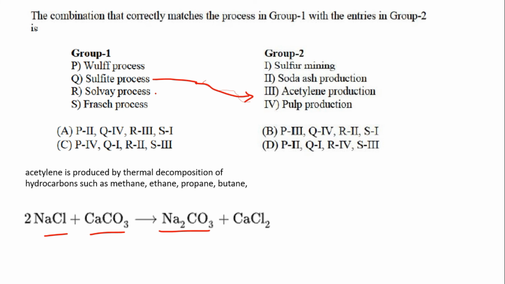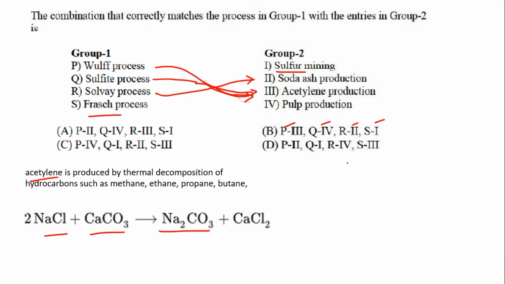So here the sodium carbonate is nothing but soda ash, and the Wolff process is the acetylene production from the thermal decomposition of hydrocarbons like methane, ethane, propane and butane. So the Wolff process is for acetylene production. So P is 3, Q is 4 and R is 2, S is 1. So the Frasch process is for the sulfur mining process.